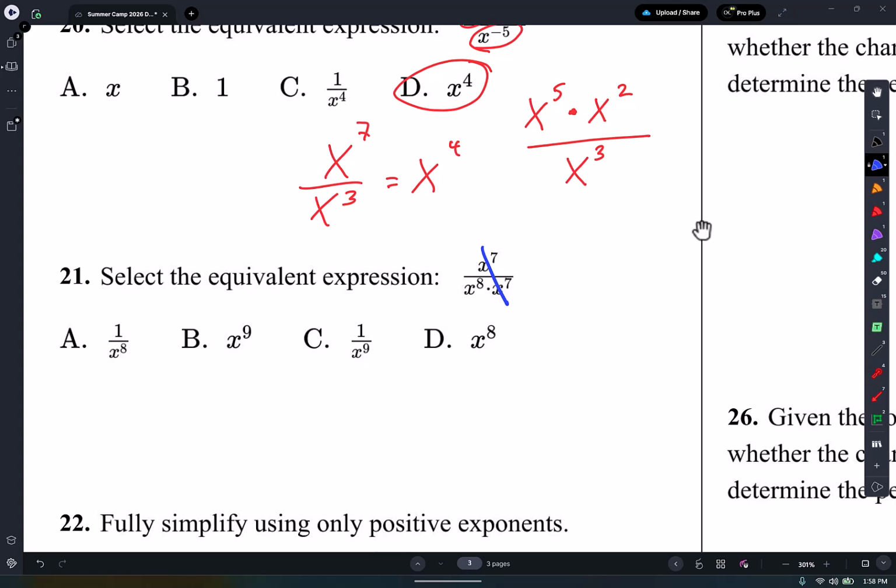Do you guys see what we did? All right. Notice that I have x to the 8th in the denominator, so you got to keep it in the bottom. So there it is. And then what's going to be my answer choice? Letter A. Do you see how we're doing it, guys?